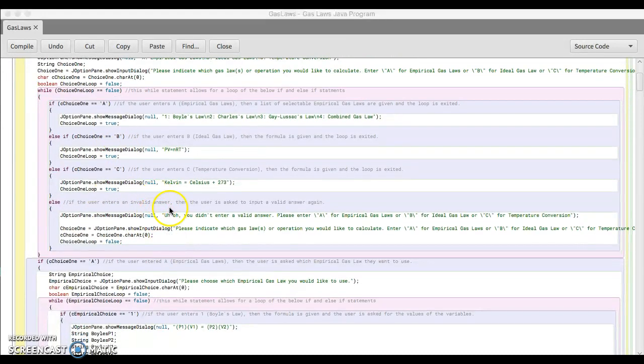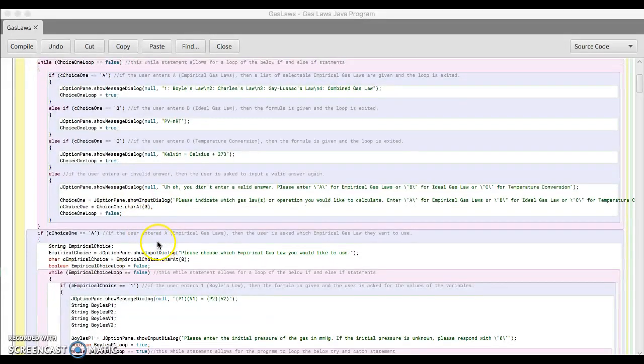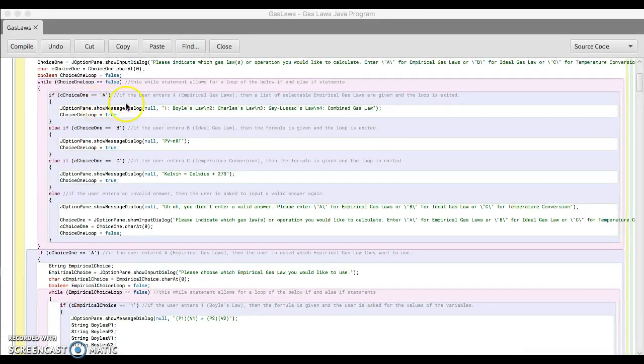See, if the user enters an invalid answer, then the user is asked to input a valid answer again, which is right here. The option pane prints a message dialog saying that an invalid answer was inputted, and the user is asked again to input a value. And I also used a while loop here to get this done. So each time that a valid answer is inputted, then the loop becomes true and it exits the loop. But if the user puts an invalid answer, then it asks the user again using this false here.